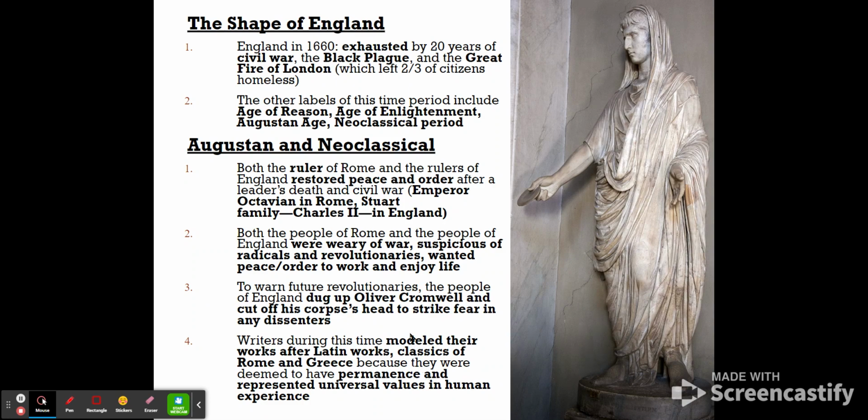But there's this idea running strong in society that moderation is important, and that shows up in the literature of the time, which is really modeled after a lot of the classics of Roman literature, emphasizing reason and moderation as opposed to strong emotion and radicalism, which had been prevalent in some of the older literature.